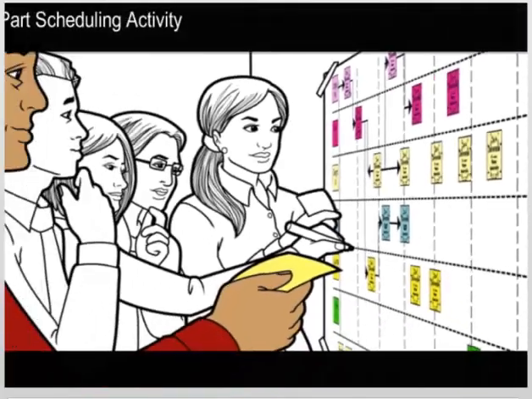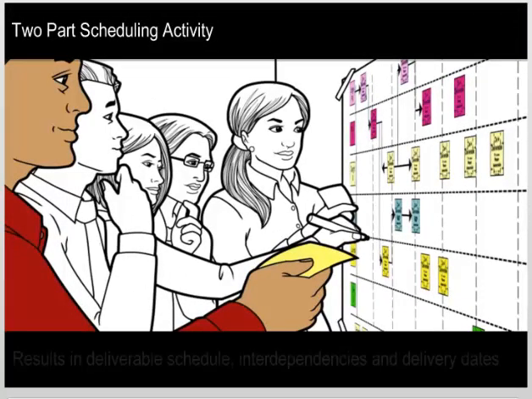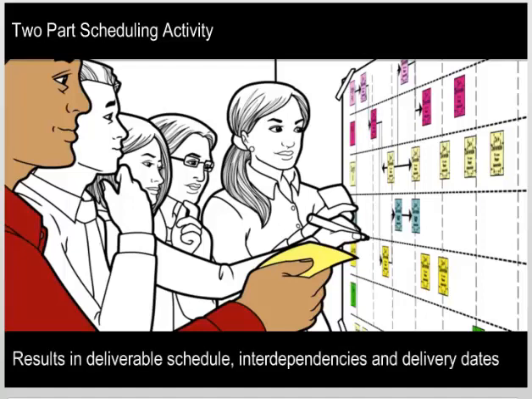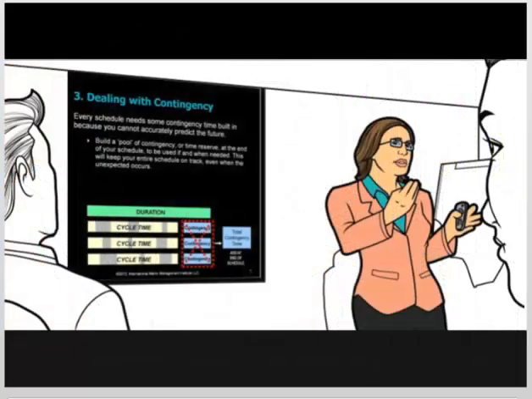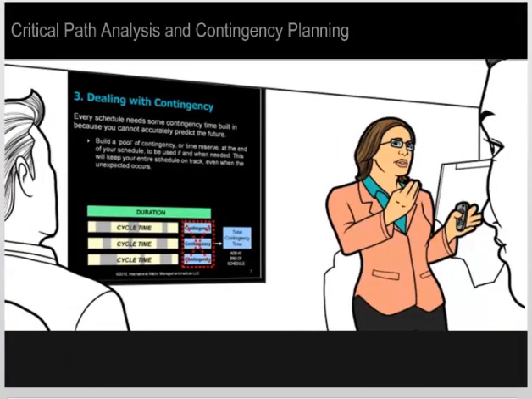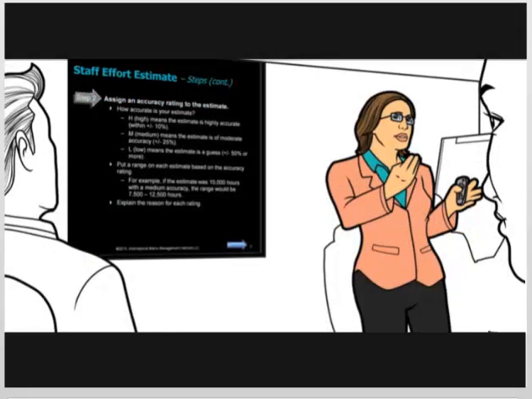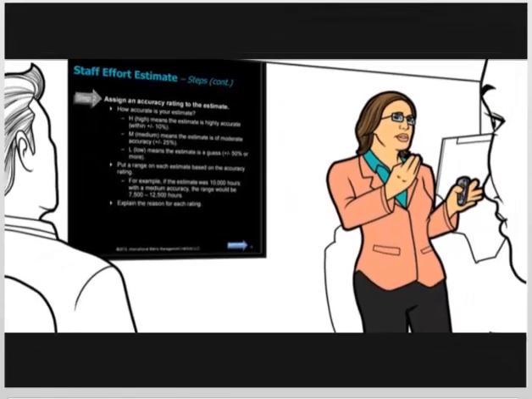By the end of the exercise, participants have successfully created a deliverable schedule complete with interdependencies mapped out and delivery dates identified. This is yet another extremely valuable tool that participants come away with. We followed the scheduling exercise with a discussion of important related topics, including critical path analysis and contingency planning. Then we cover 2 more resource topics, cost estimate and a staff effort estimate.